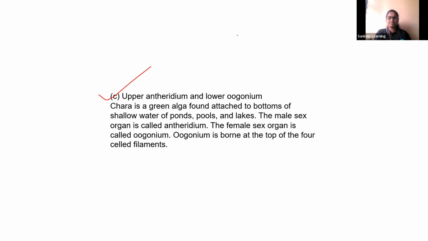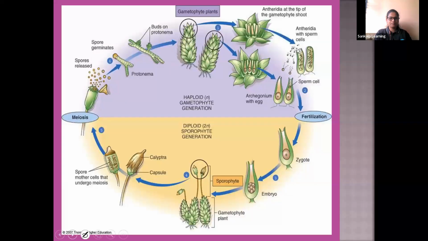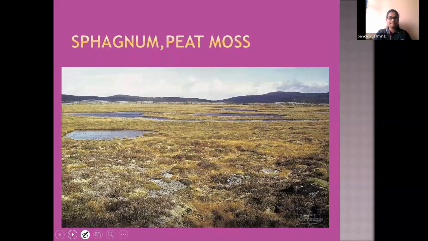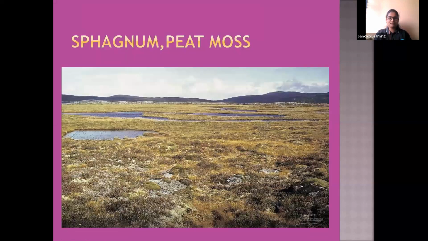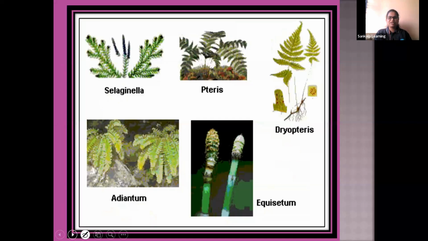Now let us get some information regarding the other part. See, Sphagnum, peat moss. Whatever you are seeing here, this is a bryophyte. Selaginella, Pteris, Bryopteris, Adiantum, Equisetum. Right, then after that.